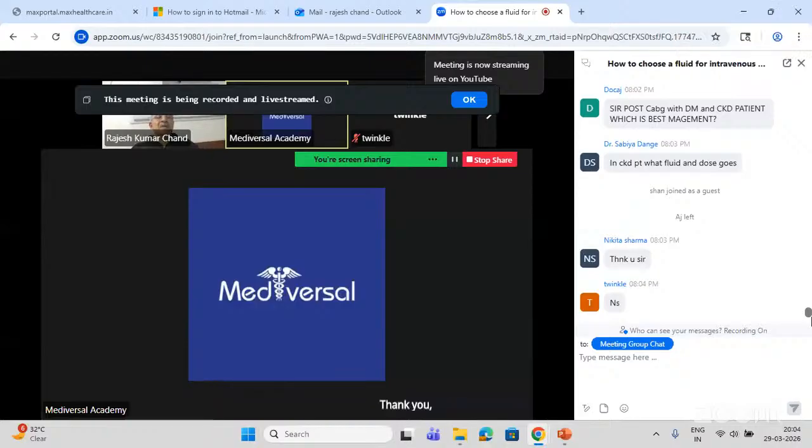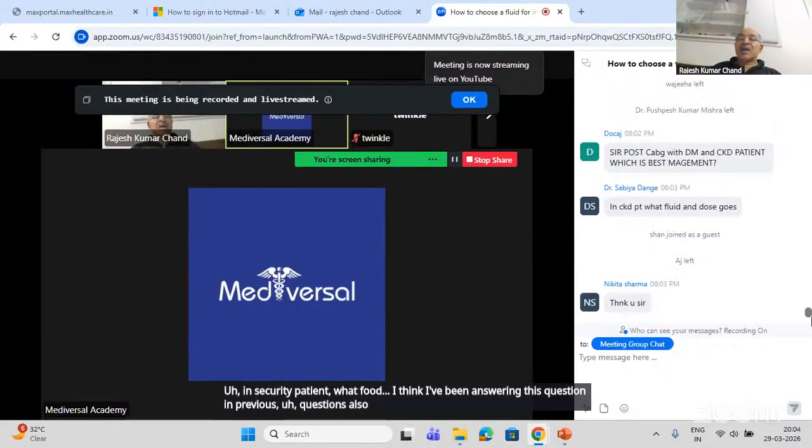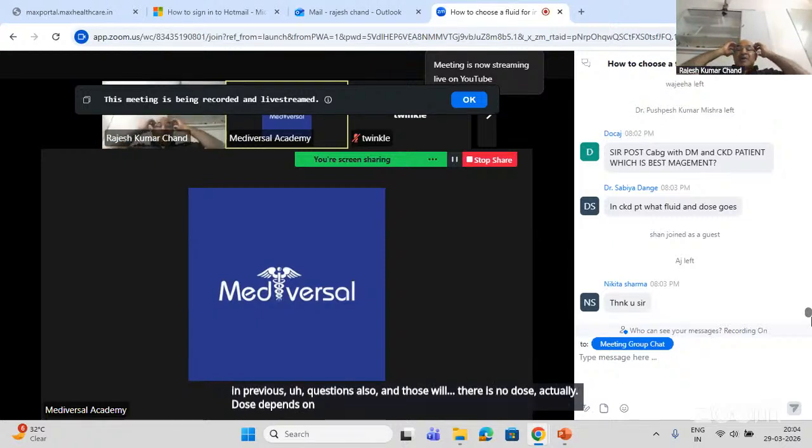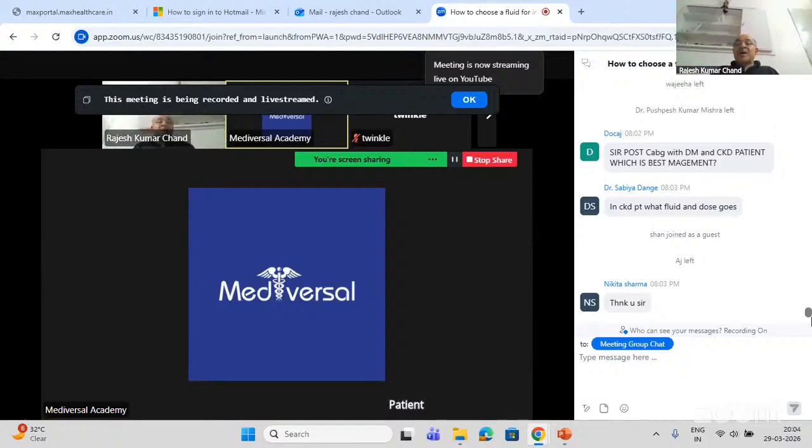Thank you, doctor. In CKD patient, what fluid? I think I've been answering this question in previous questions also. And dose, there is no dose actually. Dose depends on patient needs. Patient is fasting, patient is losing blood, patient is of burn, or patient is having dehydration. So the answer will come from there.